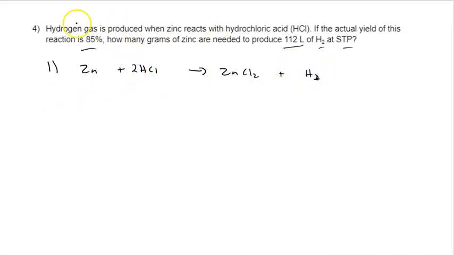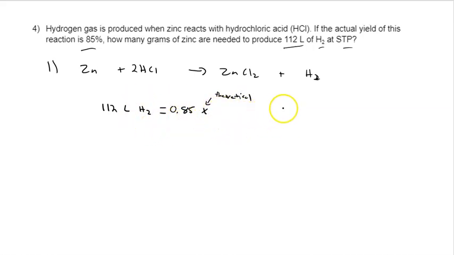All right. So what we're going to do next is we know we have an actual yield of 112 liters. Let's just write this out. 112 liters of H2 is 85% of a value. All right, so 85% is 0.85 x. So x would be our theoretical yield.